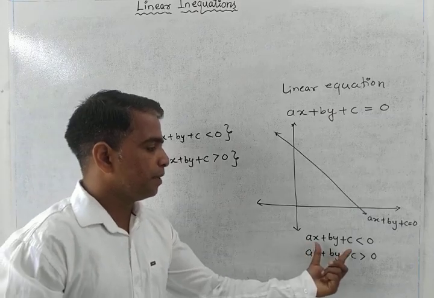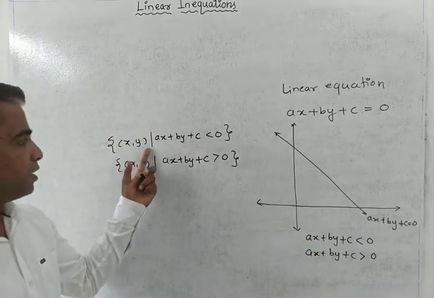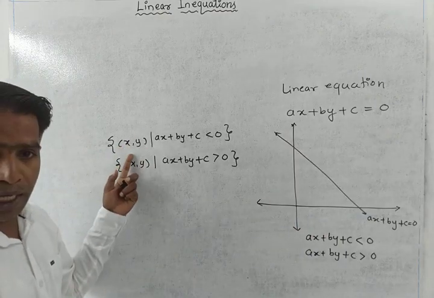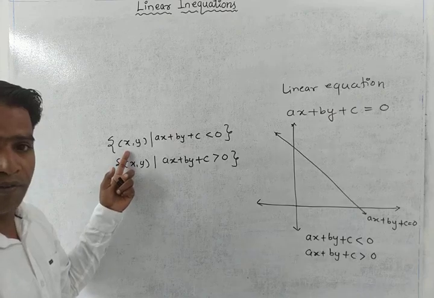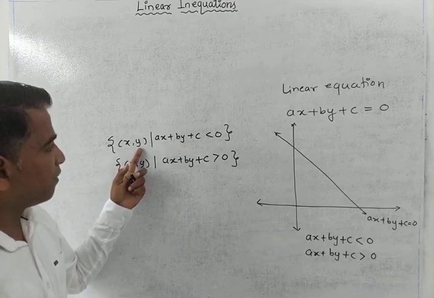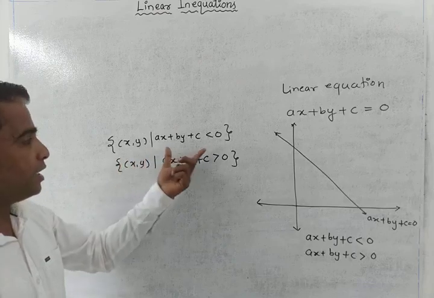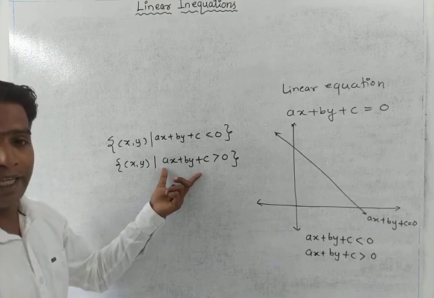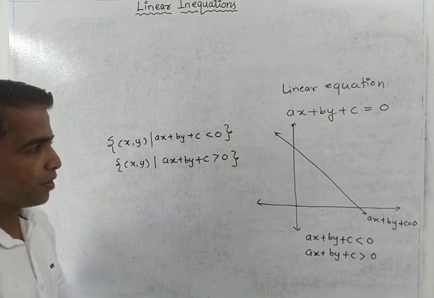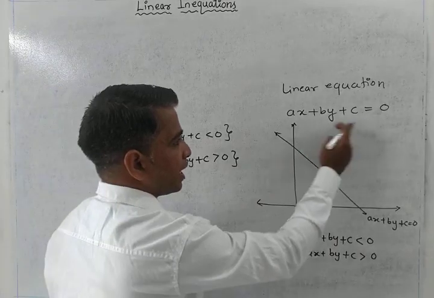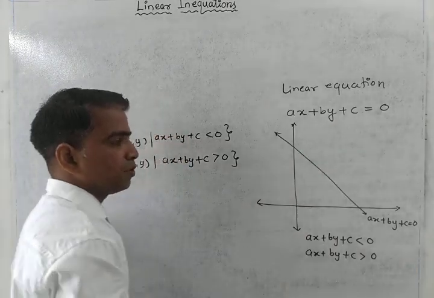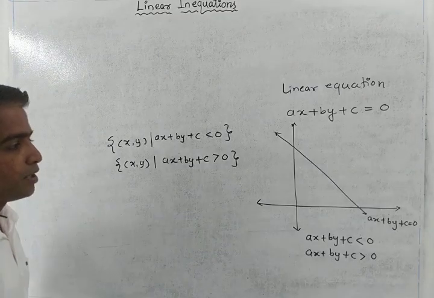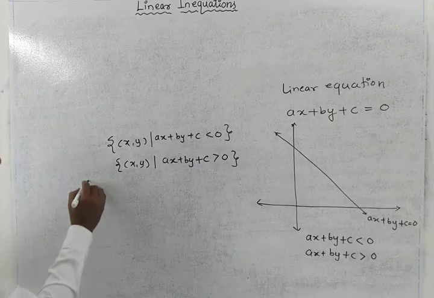Those points will be represented by x, y, because it is a plane, the xy plane, so it is a point x comma y. This is called an ordered pair, because x always comes first, then y. So in that ordered pair x, y, the point will make the expression either less than 0 or greater than 0. And the points that lie on this line can be written as ax plus by plus c equal to 0. Now we have to understand what is the meaning of linear inequation.